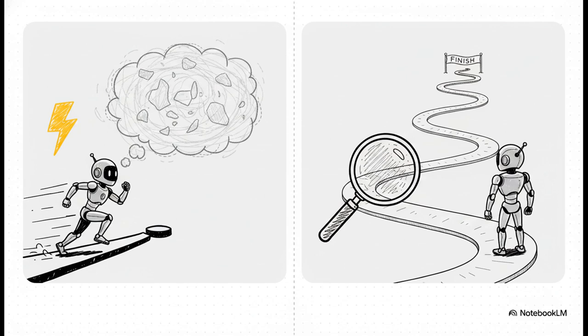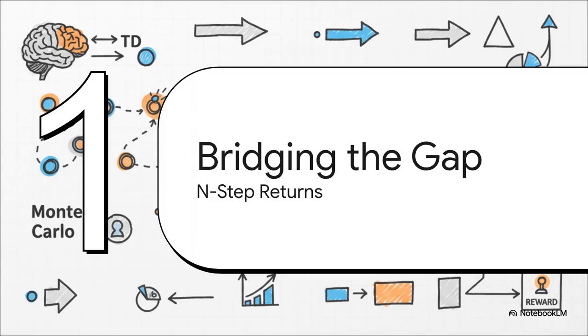Then on the other side, we have Monte Carlo, our deep thinker. It patiently waits until the whole episode is done, until it knows the actual final score. This is super accurate, low bias for sure. But man, you have to wait forever, and any one game can have weird random stuff happen, which gives it high variance. Okay, so how do we get the best of both worlds here?